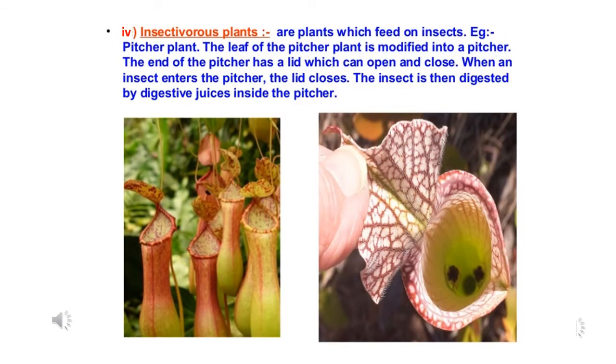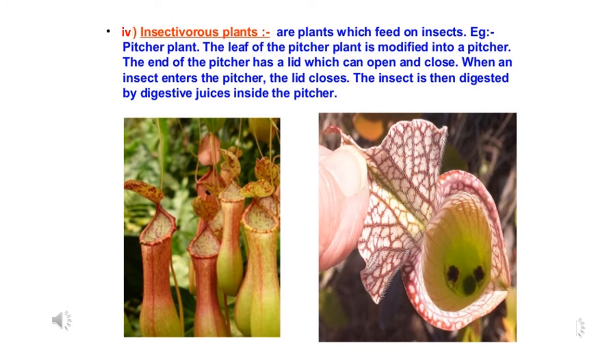So we have a table of classification depending on the modes of nutrition. So autotrophic we have already discussed. Now we have the heterotrophic. The heterotrophic has three more classifications, that is saprophytic nutrition, parasitic nutrition and holozoic nutrition. So let us see each one of them in detail.